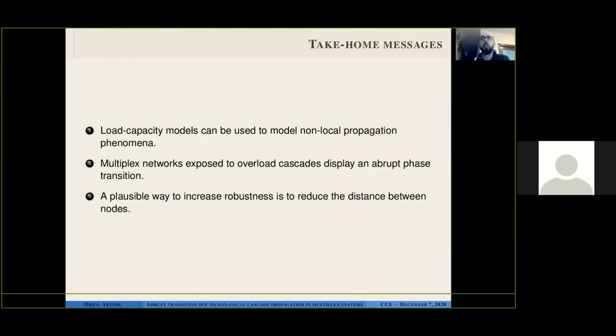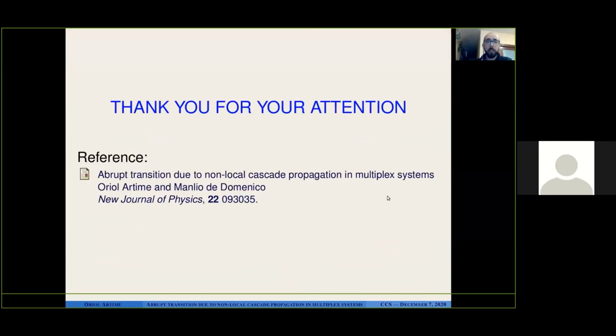So with this, I want to conclude my talk. I just want to give you some take-home messages. The first one is that load capacity models, as the one presented here, can be used to model maybe the most realistic propagation of cascades, which is the one of non-local propagation. The second message is that multiplex networks exposed to overload cascades display a discontinuous transition. And the third one is that a plausible way to increase the robustness of a network is to reduce the average distance of a node. And here I showed different mechanisms that do this reduction of the distance.